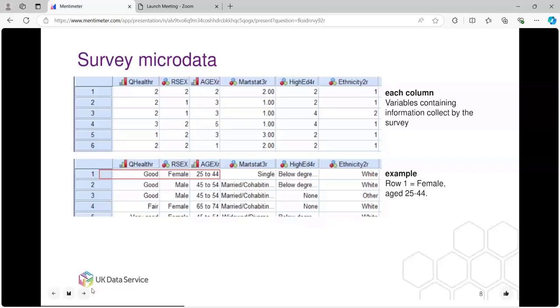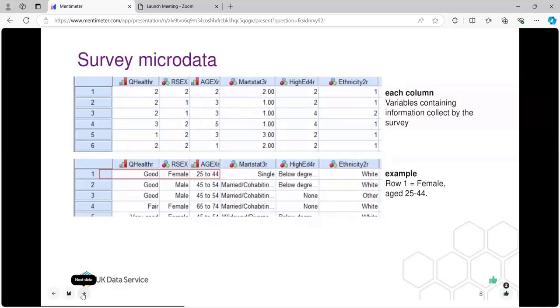And we can look at all the variables and the information provided for their health, for example. Both of these first two, their health is good. We can look at their education level, below degree for both. We can look at their ethnicity, and so on and so forth. So this is how data is provided.